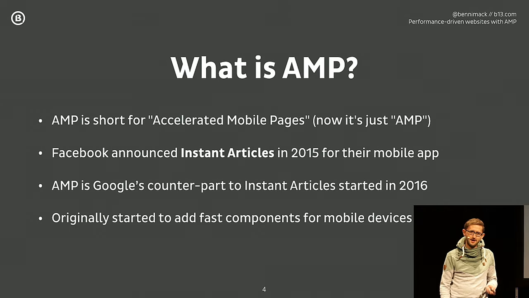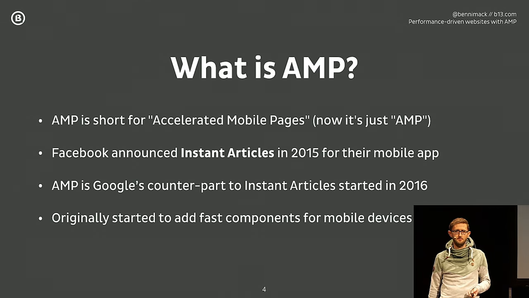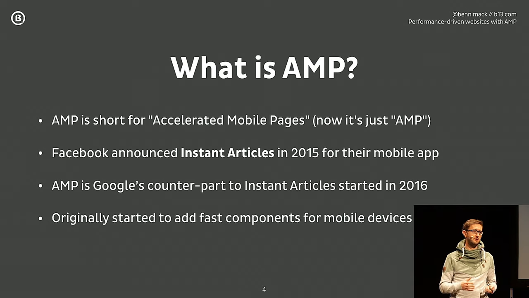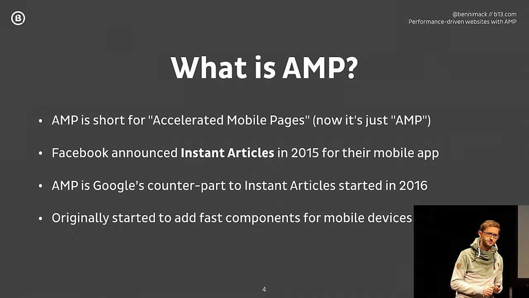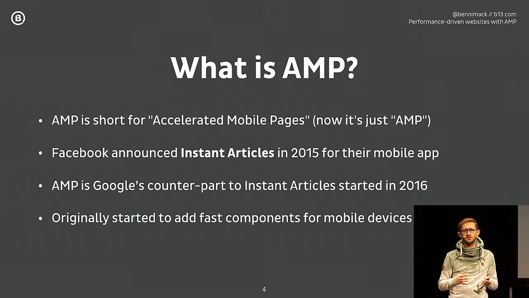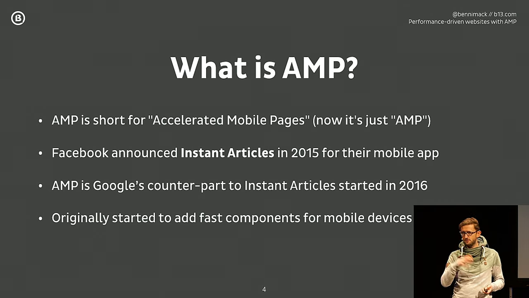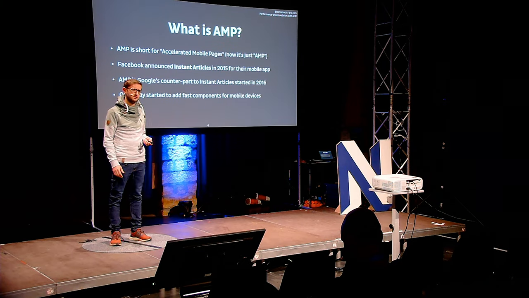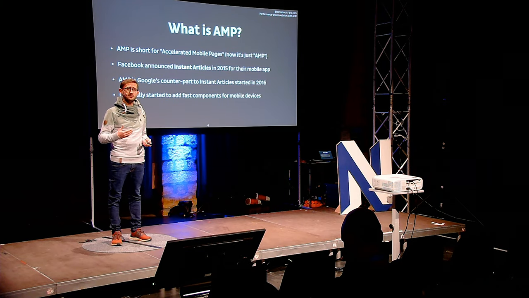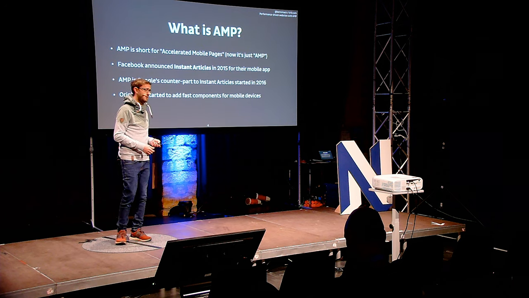It was back then in 2014, there was Facebook with their mobile app, and they went out to a lot of publishers, news websites, media websites, and they said, hey, we want to try something new: if you build your website with some Facebook-specific things, then when your news article gets shared on Facebook, it's preloaded before you actually click on the link.